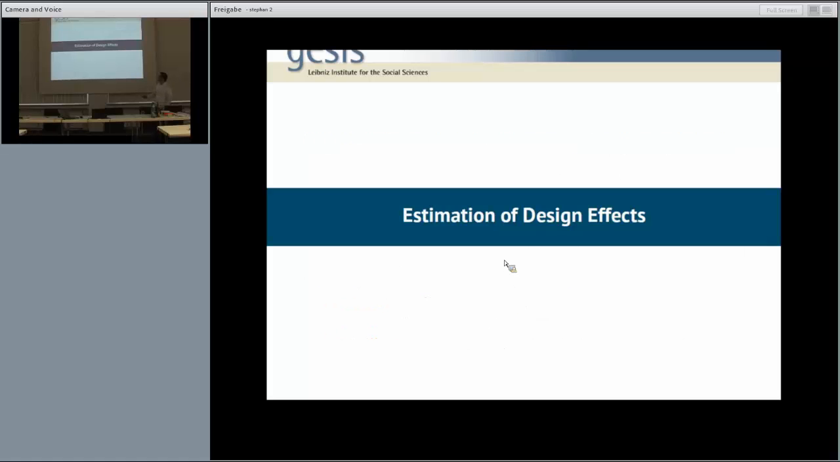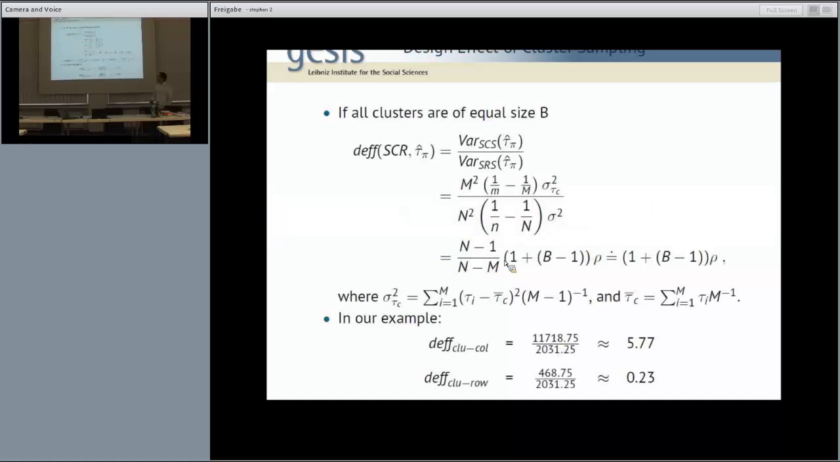So now the estimation of design effects. In both cases, clusters have been selected by simple random sampling, so we just select each cluster with equal probability, and here against simple random sampling, so selecting the elementary units directly from the population. So this is the variance formula for the cluster sampling. Capital M is the number of clusters in the population, and small m is the number of clusters being selected. So in our example, capital M is 5 and small m was 2.